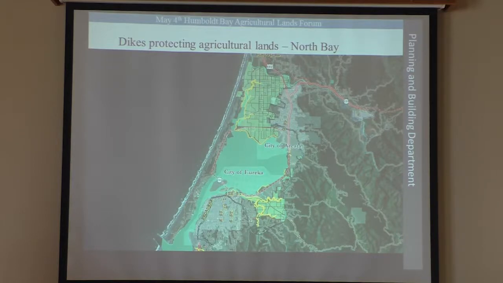Now this is an important slide, since there has been an awful lot of discussion on the aging dikes in the area that were put in to protect ag lands. The yellow lines that you see there represent areas that currently have dikes in place to protect those agricultural lands.